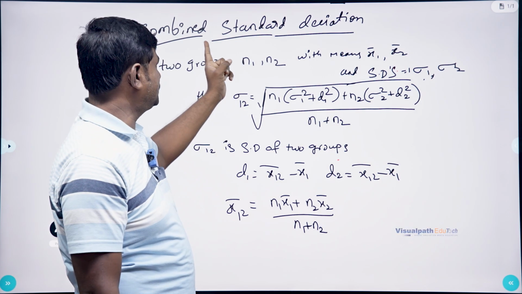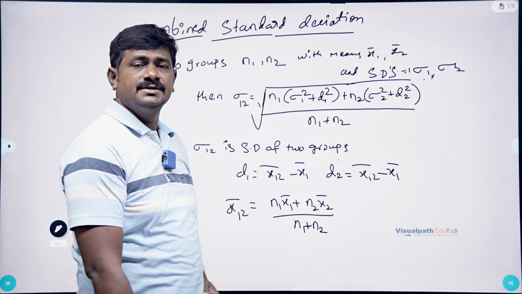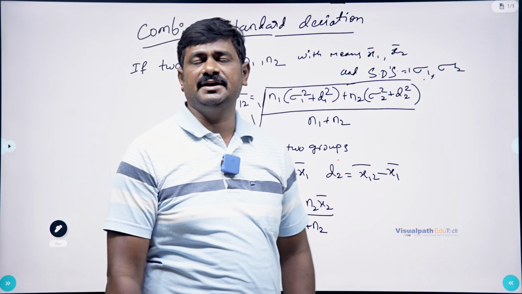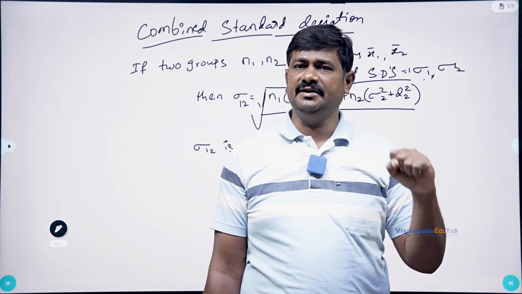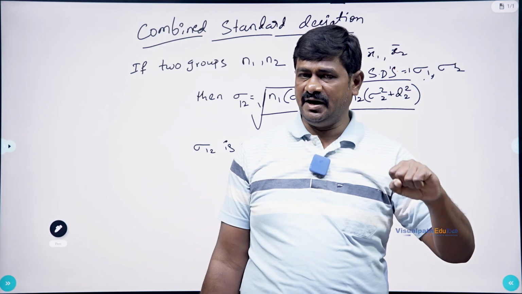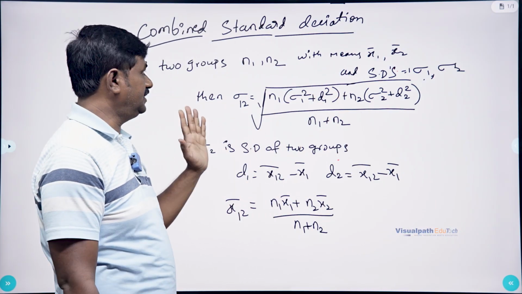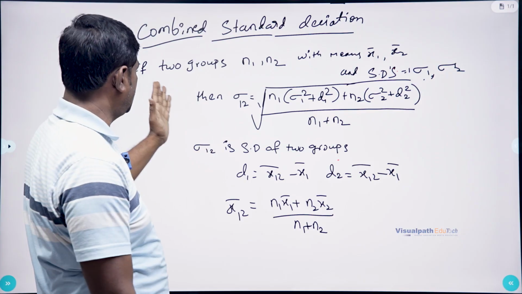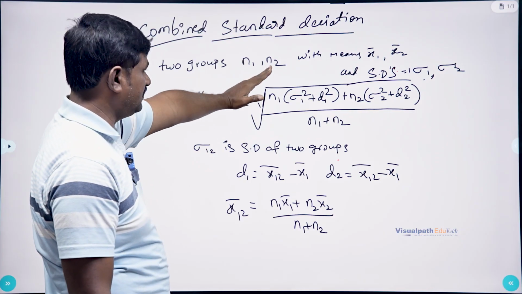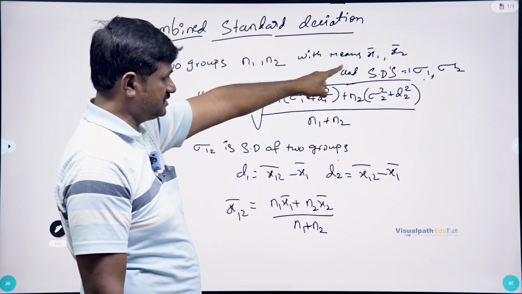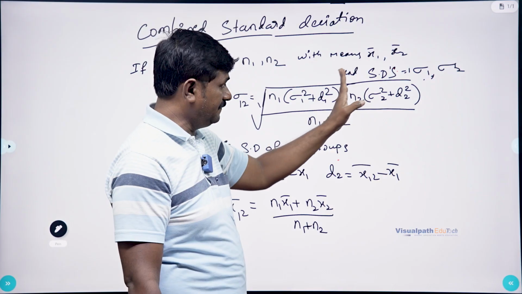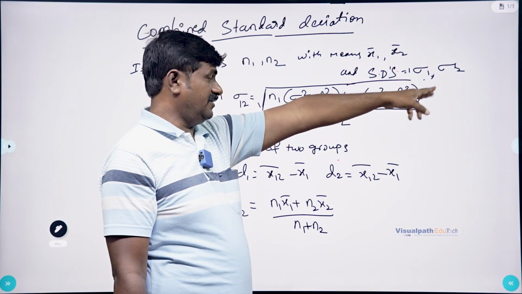The next concept is combined standard deviation. In the previous case, we calculated the individual standard deviation, where observations were given with class intervals. Here, when we have two groups, an N1 group and an N2 group, with means of x1 bar and x2 bar and standard deviations of sigma 1 and sigma 2.